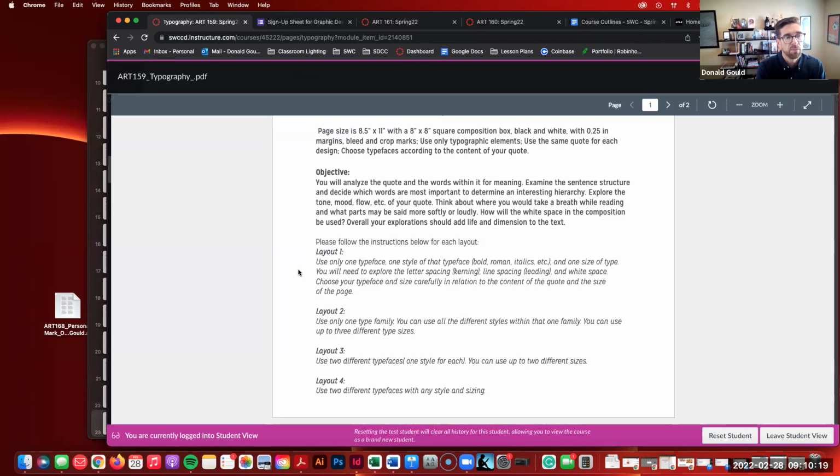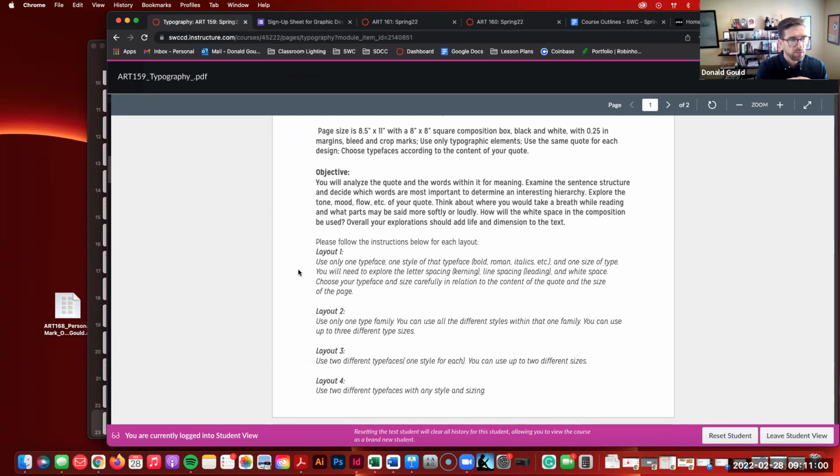So you're really going to need to think about the letter spacing, the actual kerning, as well as the tracking of those letters. You're also going to need to think about the line spacing, the leading itself, the space between each one of those lines, and then the overall white space within the composition. How can you create a sense of hierarchy and flow within that composition using only, again, one font within a typeface and one size of that typeface? So choose your typeface and size carefully in relation to the content of the quote and the size of the page. So that's going to be the first layout. We're really restricting ourselves for that particular one.